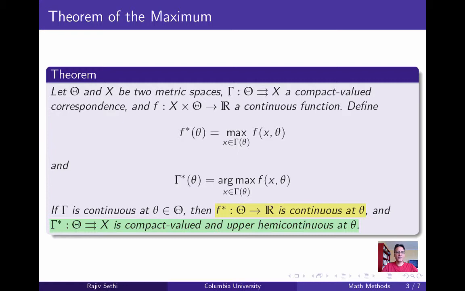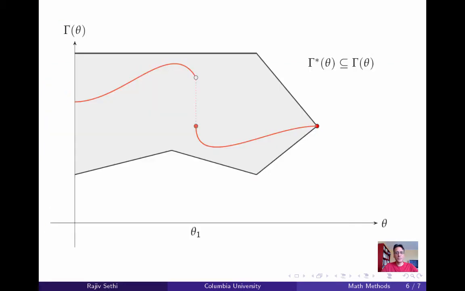Now let's think for a minute about the economic interpretation of this important result. Here's a simple example where the set of parameters theta is a subset of the real numbers, and so is the set of actions. And the constraint correspondence shown here in gray tells us what's feasible at any given value of theta. Now notice that the constraint correspondence is compact valued and upper hemicontinuous at theta 1. So the theorem of the maximum tells us that the solution correspondence, which is shown here in red, must also be compact valued and upper hemicontinuous.